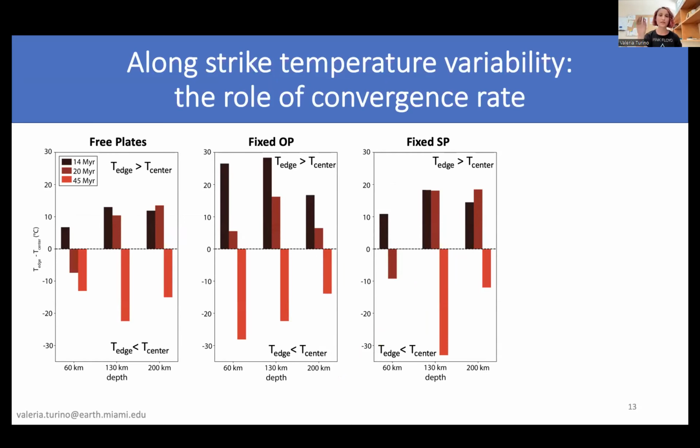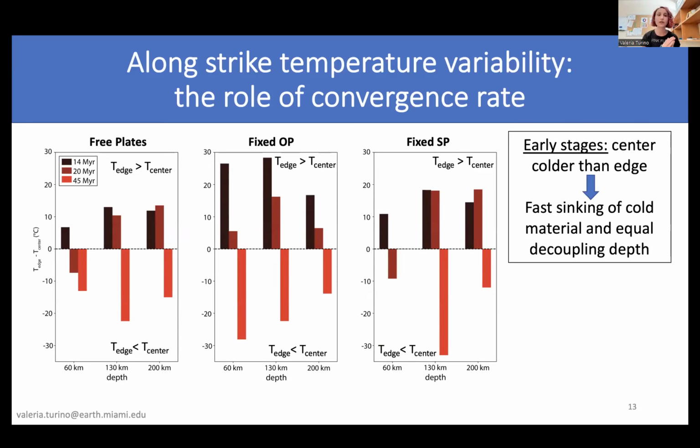In the top part of this figure, we can see the cases in which the edge of the slab has a higher temperature than the center. And on the bottom half of the figure are all of the cases in which the edge has a lower temperature than the center. So what we find when we analyze these models is that convergence rate has a key role in controlling temperatures. And it also really depends on what the absolute magnitude of convergence rate is. If we look at the early stages, in fact, of subduction, what we see is that the center is colder than the edge of the plate.